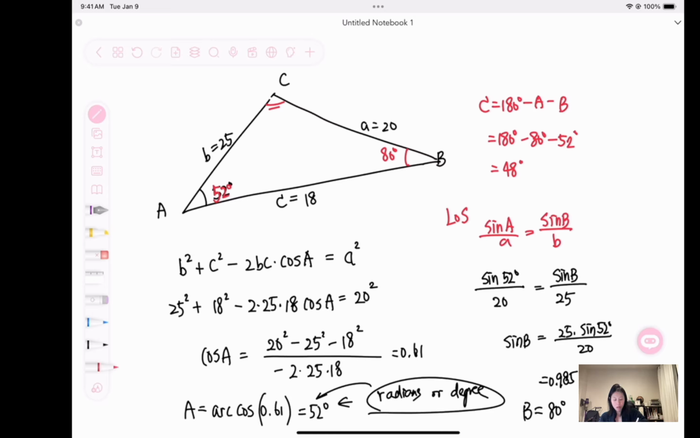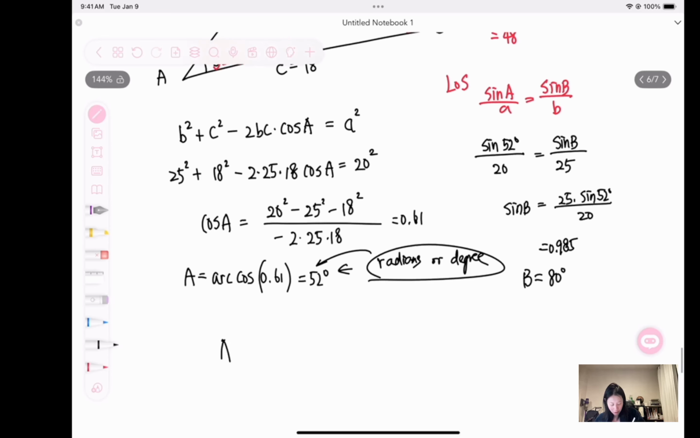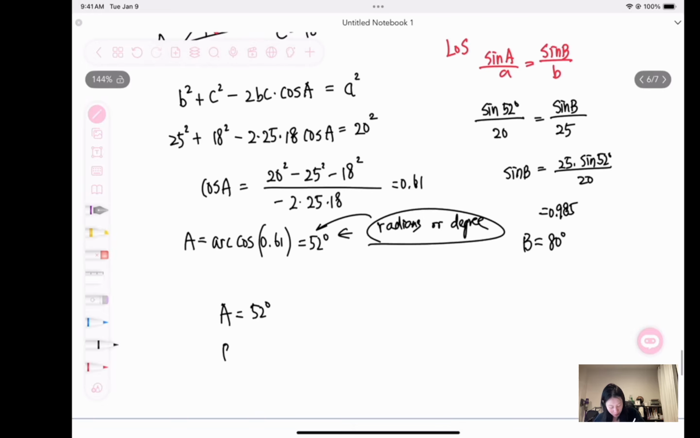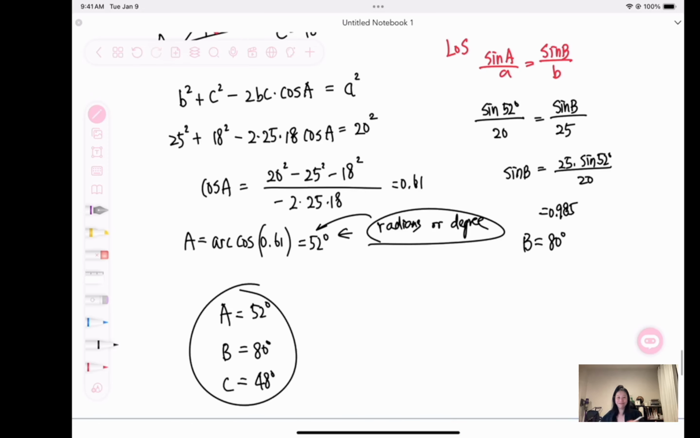Yep. Now, last step is check your answer. Longest side, 25, biggest angle. Shortest side, smallest angle. Then we're done. That's the solution. Write it down. A is equal to 15 degrees. B is 18 degrees. C is 48 degrees. Then we're done. That's it.